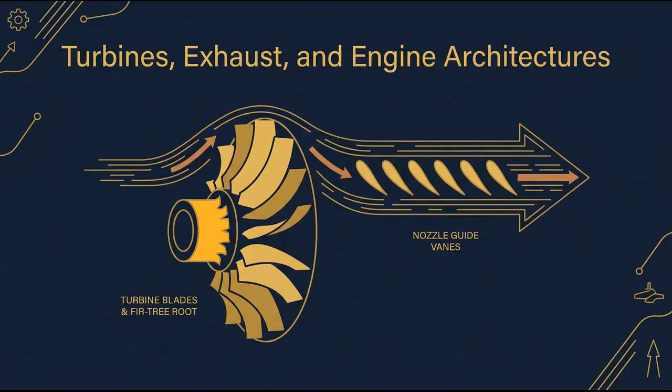Lesson 4: Turbines, Exhaust, and Engine Architectures. After combustion, hot gases must be converted into mechanical energy. Just before reaching the first stage turbine rotor, the gases pass through nozzle guide vanes. These convergent passages accelerate the flow and turn it to the optimum entry angle.